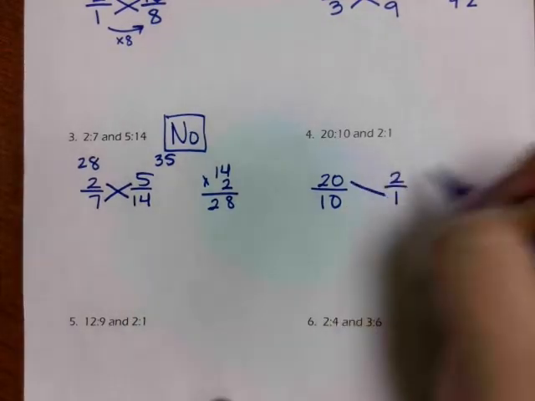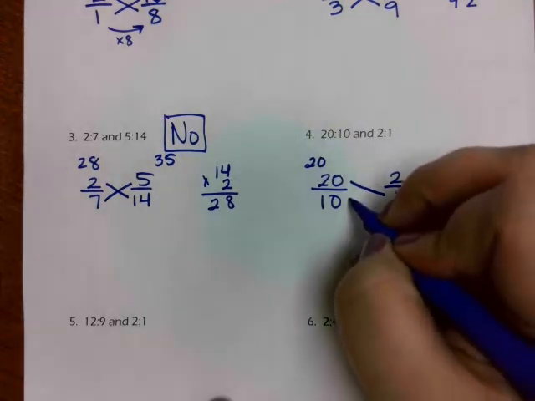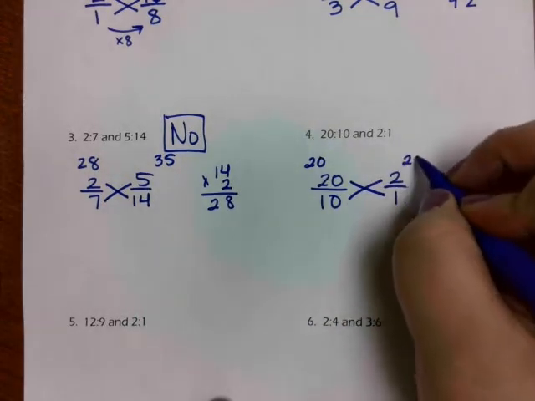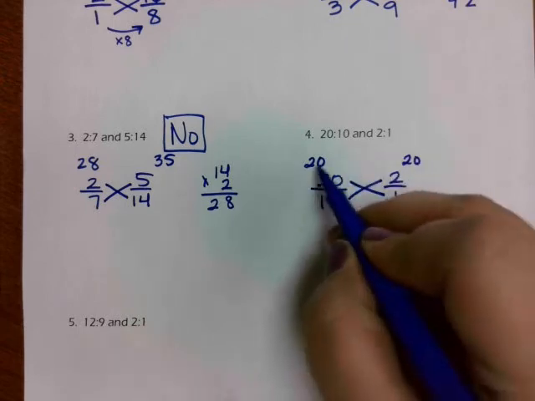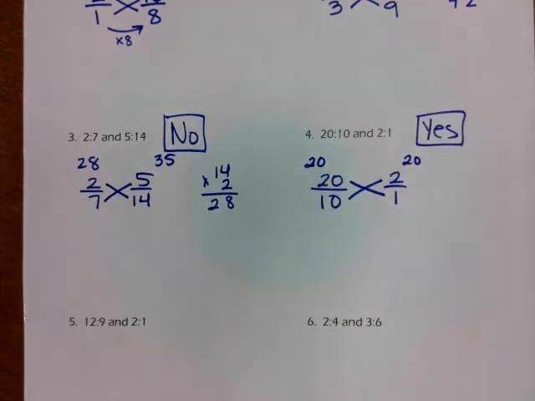So I'm going to cross multiply. 20 times 1 is 20. 10 times 2 is 20. So these cross products are the same. So yes, these ratios are equivalent.